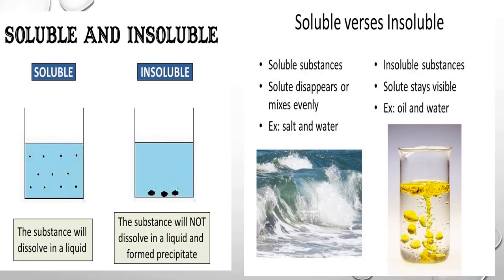Okay, so most of us know soluble and insoluble. If it's soluble, it will dissolve. If it's insoluble, it won't dissolve. That's pretty easy. Soluble substance, salt dissolves in water. Insoluble, you all have heard this before, oil and water. Oil and water don't mix. That's because oil is nonpolar and water is polar.